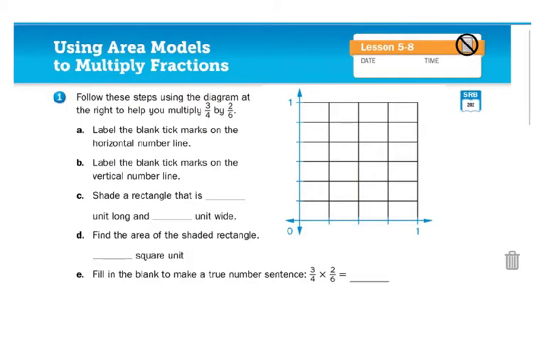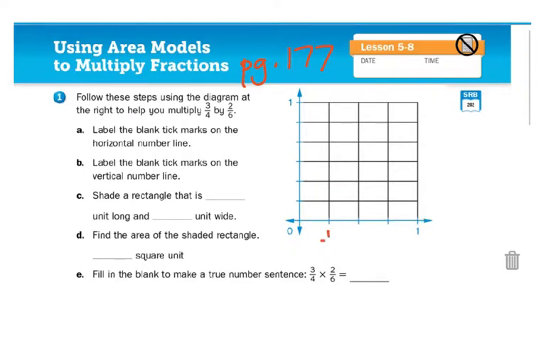Let's move on to page 177. It says, follow these steps using the diagram at the right to help you multiply 3/4 by 2/6. First of all, label the blank tick marks on the horizontal number line. Horizontal. Let's count how many equal sections. 1, 2, 3, 4. Fourths.